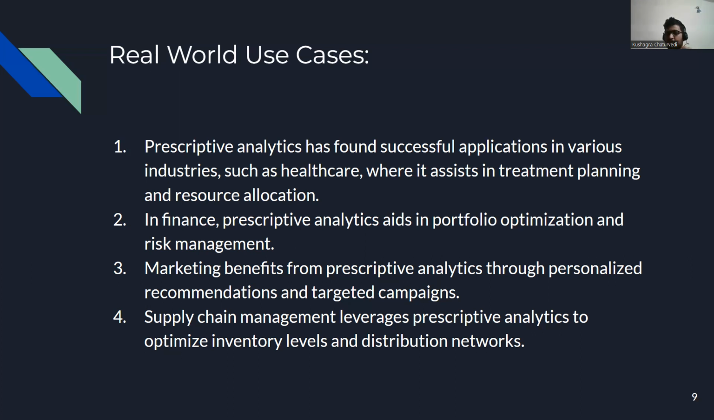Then we can also bring an efficient distributor network. That can also be done using prescriptive analytics, like optimizing the warehouse locations or optimizing the transportation routes that are present. So we can use those variables and have a good use case there.